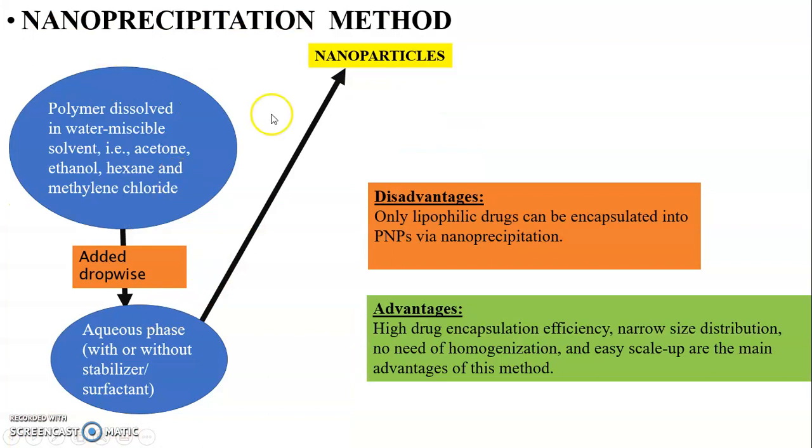The fourth method is the nanoprecipitation method. Here, as you can see, the polymer is first dissolved in a water miscible solvent, that is acetone, ethanol, hexane or methylene chloride, any of these solvents, and then it is added drop wise into the aqueous phase which contains a stabilizer or a surfactant. Once it is added, phase separation and coacervation of the substance takes place, and the resulting particles are obtained in the form of nanoparticles.